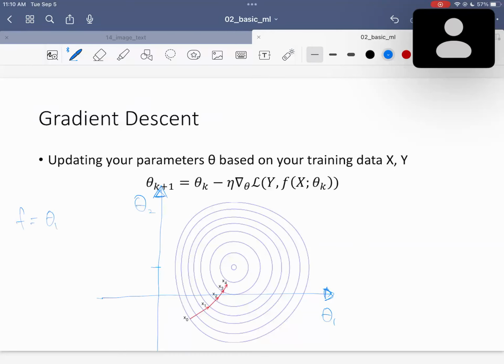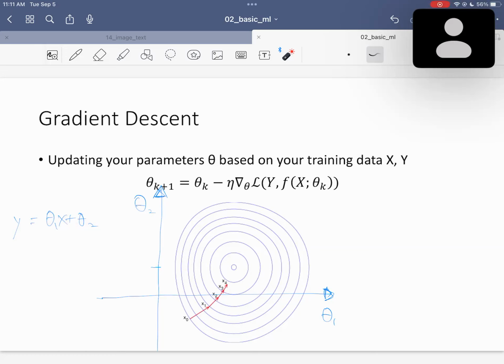Theta 1 x plus theta 2 is your y. You can think of this function as a two-dimensional function. There's one axis for theta 1 and another axis for theta 2. So by changing the values of your theta coefficients, your function changes, right? The behavior of your function changes.